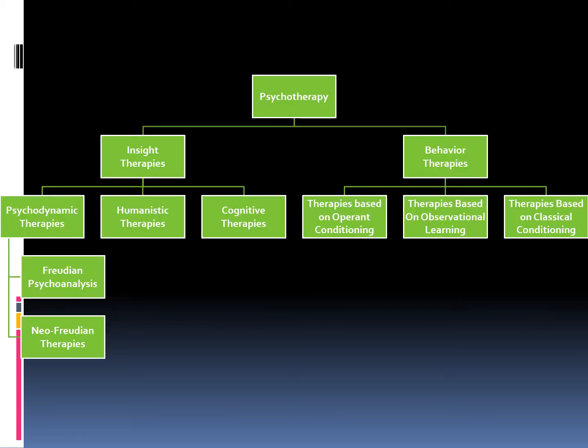So here's a nice little flow chart if you're getting a little confused about all the different psychotherapies out there. So, we have psychotherapy, we have behavioral therapies over here, and that can be broken down into therapies based on operant conditioning, therapies based on observational learning, and then therapies based on classical conditioning. Now over here, the insight therapies that we're talking about today, we have the psychodynamic, which gets you the psychoanalysis and neo-Freudians, and then humanistic and cognitive, which we're about to talk about.